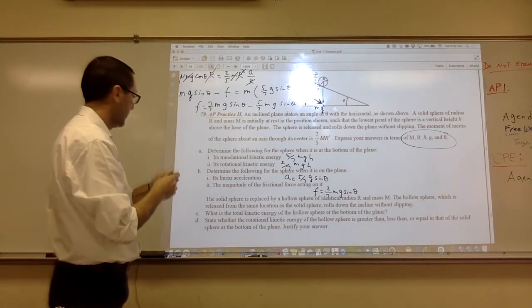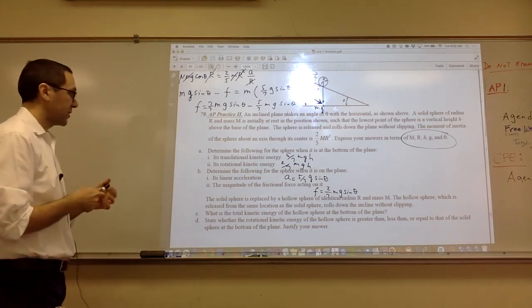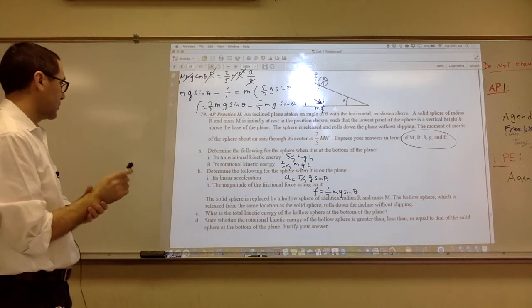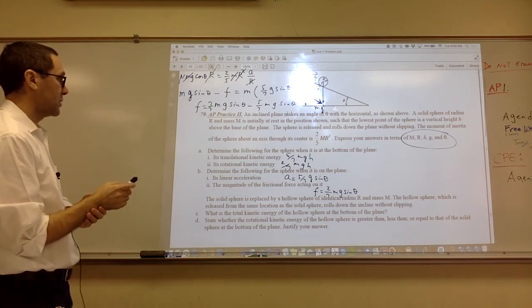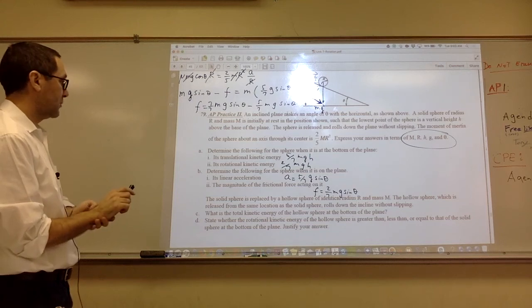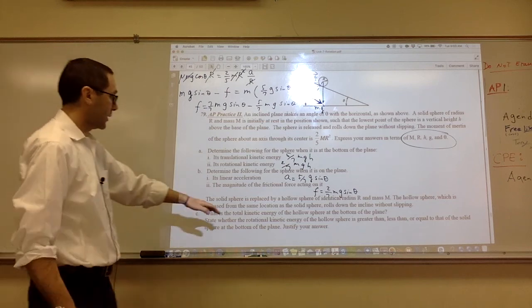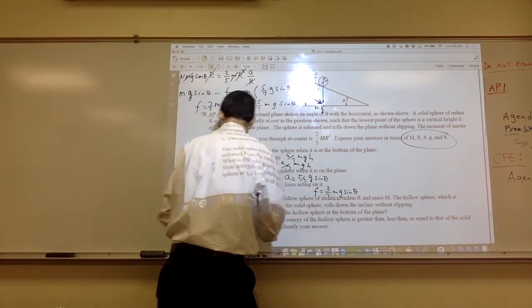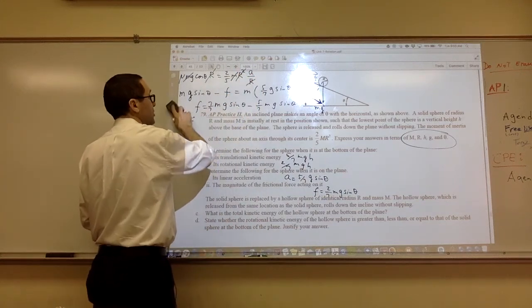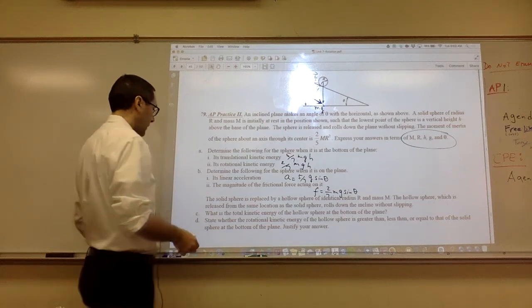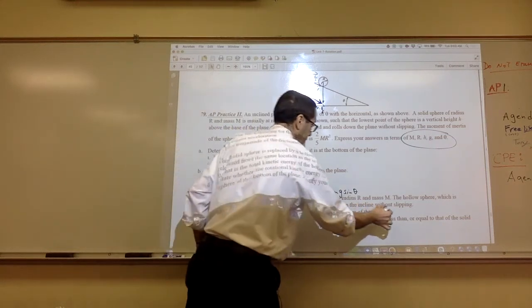The solid sphere is replaced by a hollow sphere of identical radius. The hollow sphere, which is released from the same location at the same speed, rolls down the incline without slipping. So it's still friction. What is the total kinetic energy of the hollow sphere at the bottom of the plane? Well, it's looking for the total kinetic energy, so it should be just mgh, because all your gravitational potential energy at the top is now in the form of kinetic energy. So this part here is just mgh.